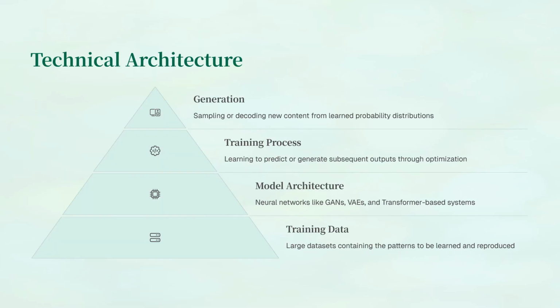Technical architecture: training data. Large datasets containing the patterns to be learned and reproduced. Model architecture: neural networks like GANs, VAEs, and transformer-based systems. Training process: learning to predict or generate subsequent outputs through optimization. Generation: sampling or decoding new content from learned probability distributions.